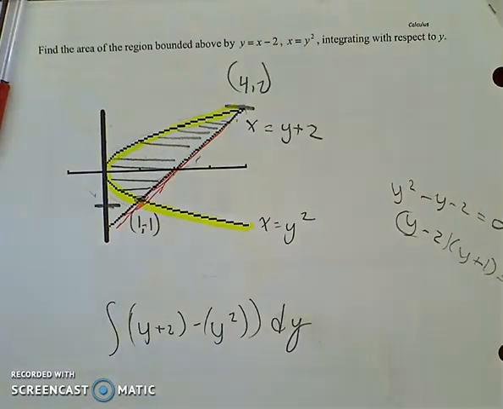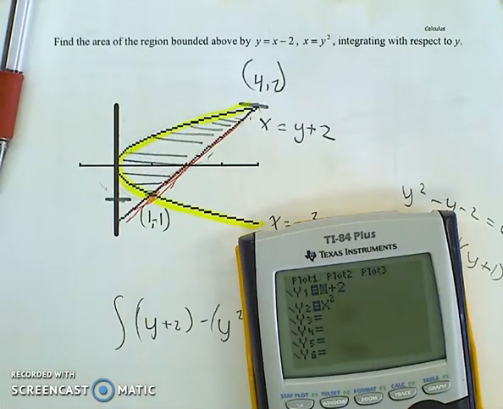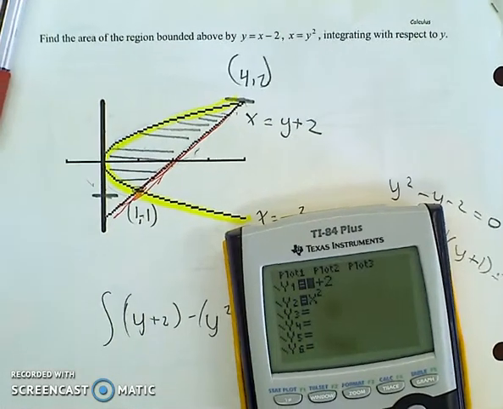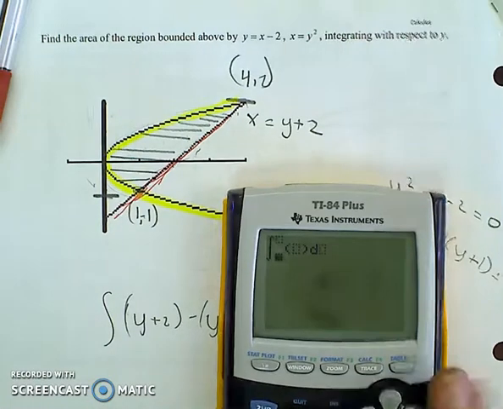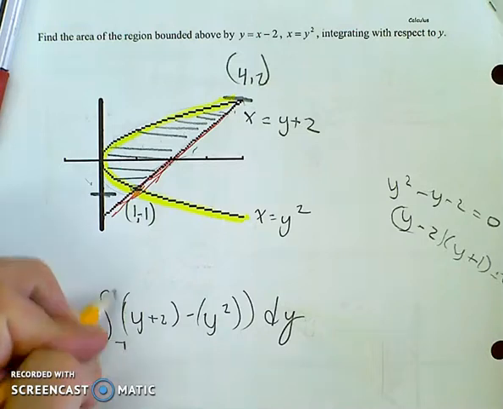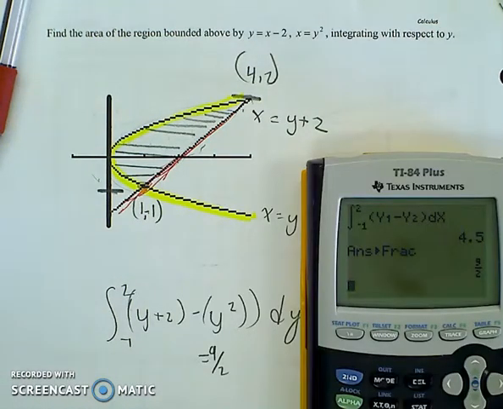And so you may be thinking, what do you do with y in the calculator? Well, all you're going to do is plug it in just like you would with x's. So you're going to get, again, math 9. We're going to go from negative 1 to 2. And you'll get 9/2.